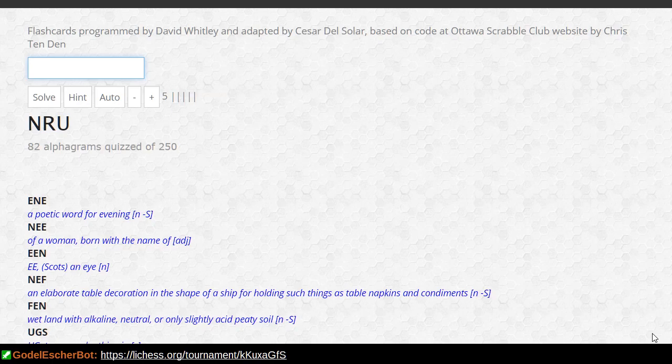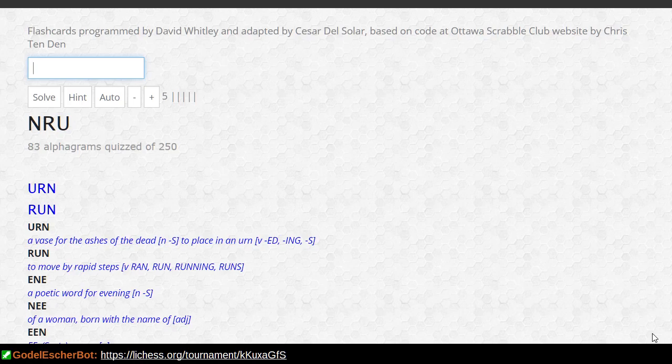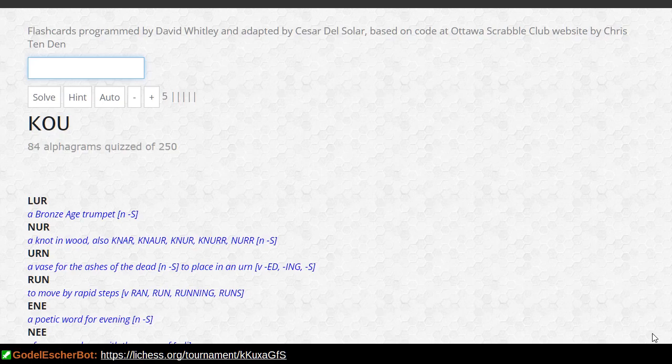We all know run. So what? We all know earn. So the only way I can think to pronounce this some other way would be N-U-R. A knot in wood. Also pronounced or spelled all these other different ways. Yeah, each one of those is in the dictionary, but you won't see that until you get to the fours. All right. Lure, a Bronze Age trumpet. It's covalent? No. Okay, what is this? Oak. O-U-K. A week.